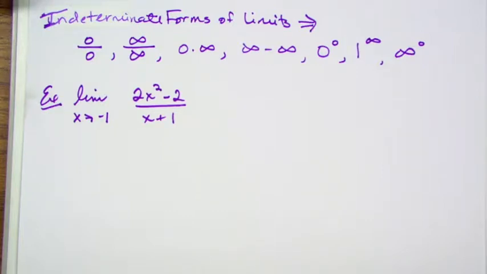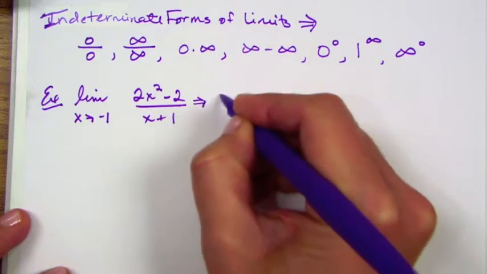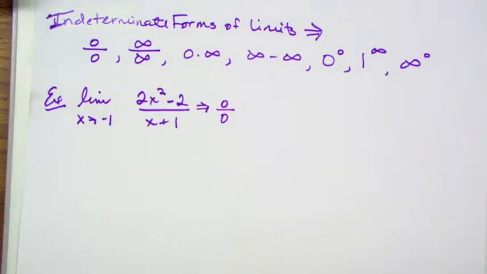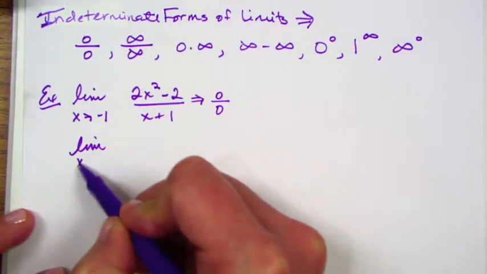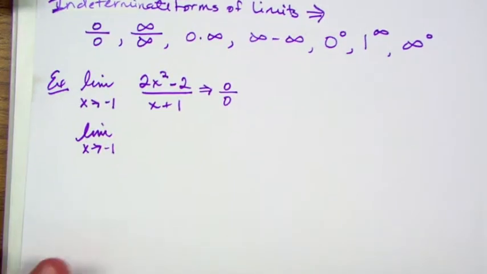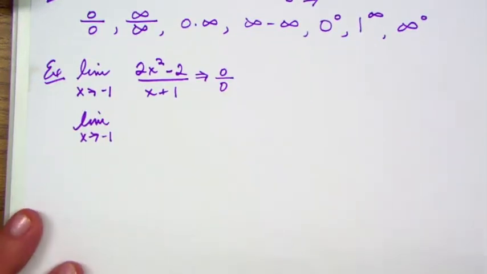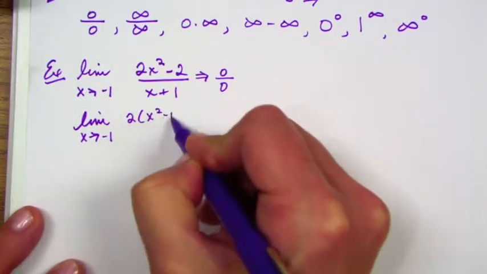Okay, so if I were to plug -1 in right now, what would I get? I would get 0 over 0, right? And I would have to do more work. So this produces 0 over 0. For my do more work, this now becomes the limit as x approaches -1, and what would you do? Factor out a 2 in the numerator, and that leaves me x squared minus 1 over x plus 1.